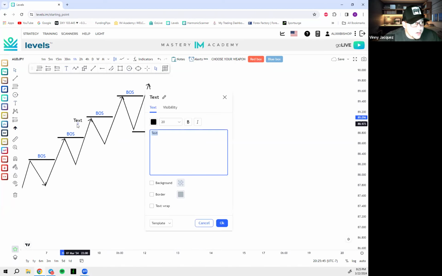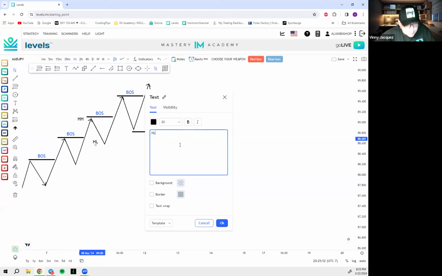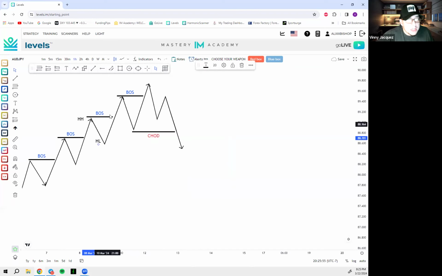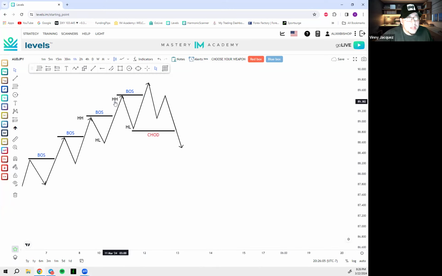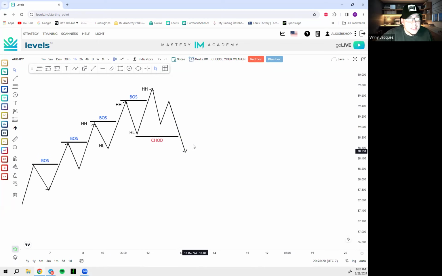So let's just break it down. We're making higher highs, higher high, higher low. We break structure to the upside. We got a higher high and a higher low. We break structure to the upside one more time. We get a higher high. Now, once we break and close below, is this a higher low or is this a lower low? Lower low. Lower low, fam. Lower low.